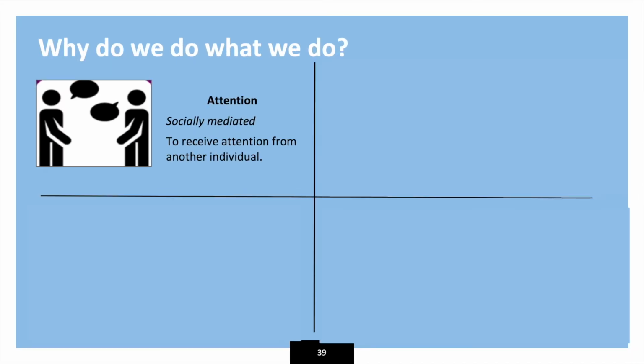An attention-based behavior can be observed when a person engages in a behavior to gain attention from others. This behavior is socially mediated. For example, when no one is giving attention to a girl and she starts to scream, then someone gives her attention as a result of the screaming. They are reinforcing her behavior and the likelihood that screaming will happen again in the future by giving her attention.